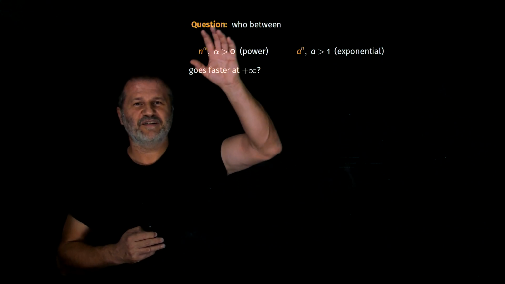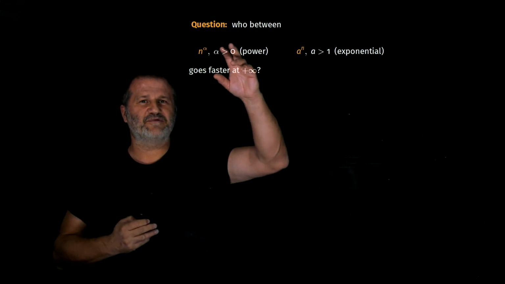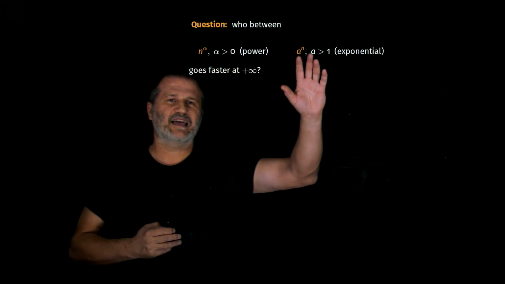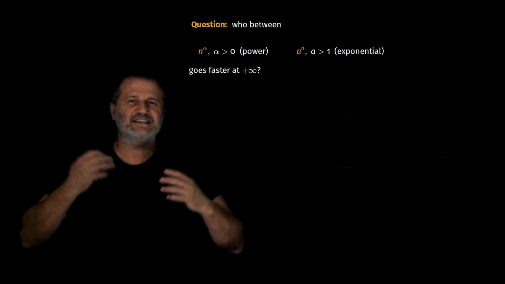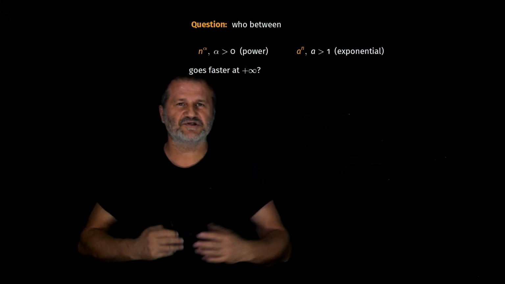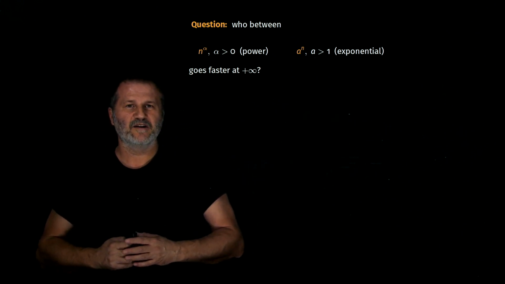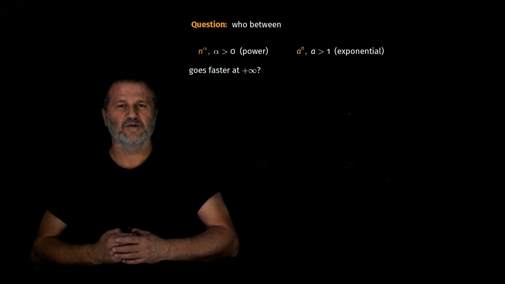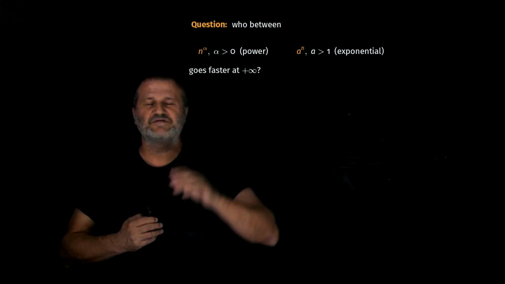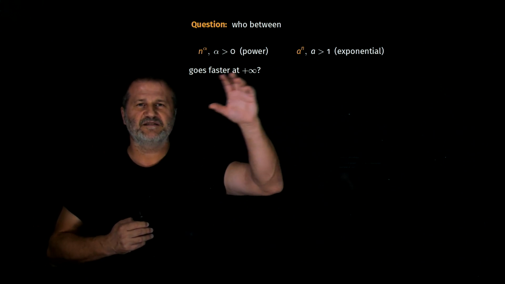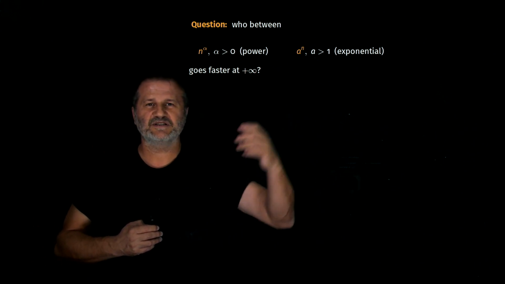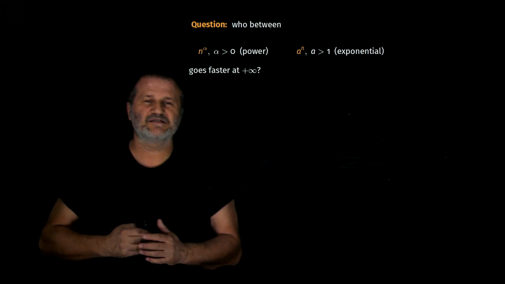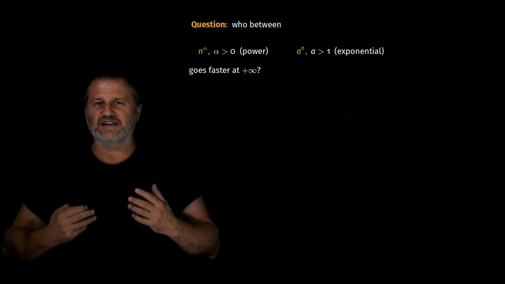Actually, here we have infinitely many powers, because for every value of alpha we have a power, and again we have infinitely many exponentials. But let's say a generic power versus a generic exponential. Which one goes faster at plus infinity? Well, before we give a precise definition of what it means that a sequence goes faster than another sequence at plus infinity, we do a little experiment.